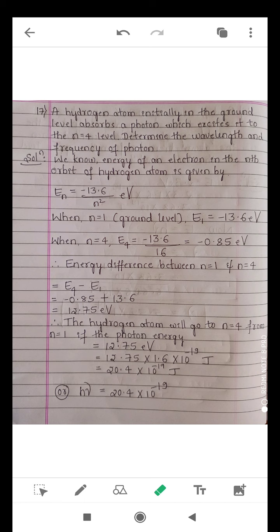So now we'll calculate the frequency. E is equal to h nu, the formula. So now the energy value is 20.4 into 10 to the power minus 19 joules. So from this we'll get the equation of nu.